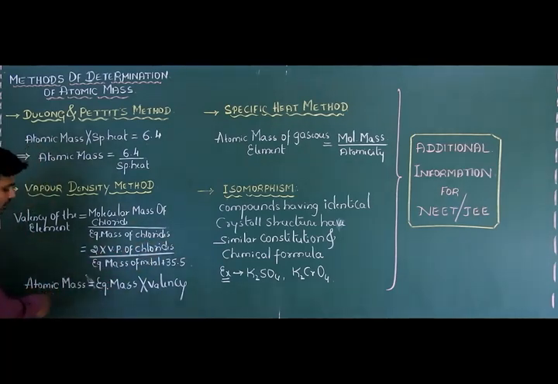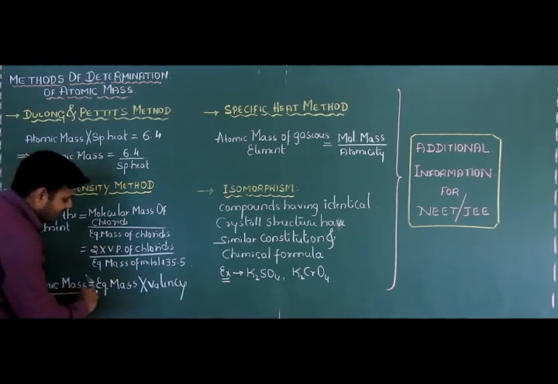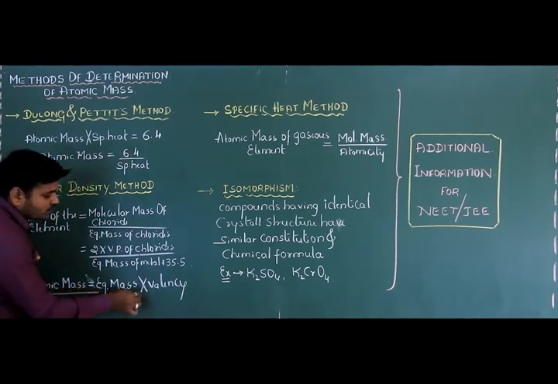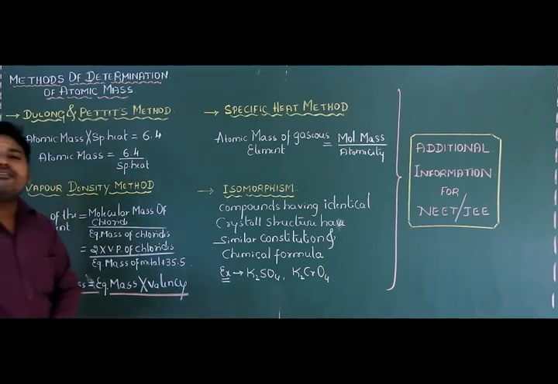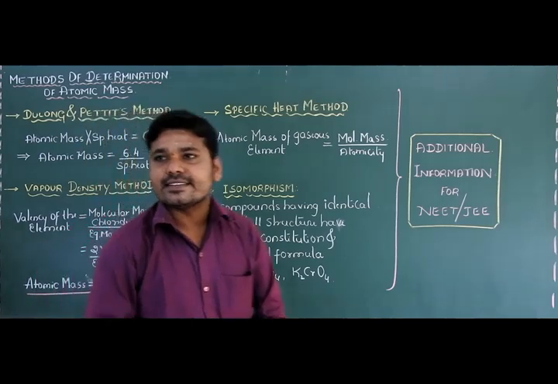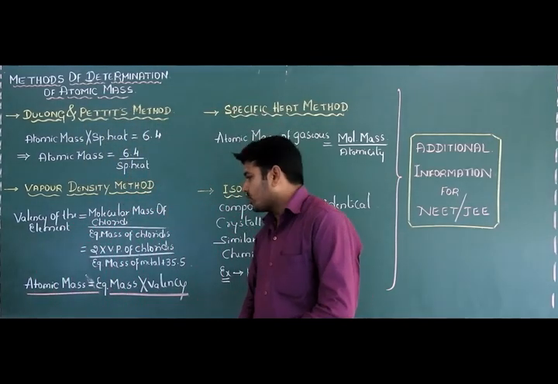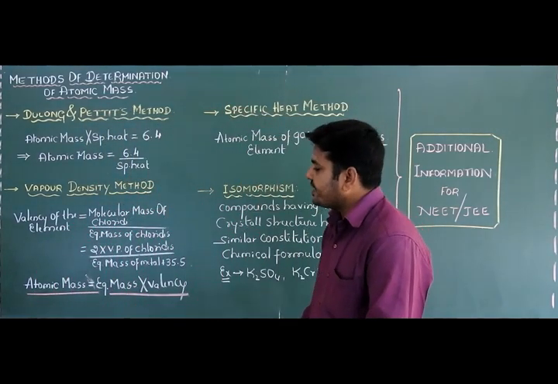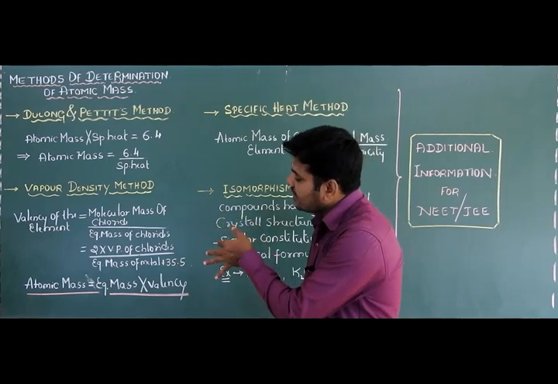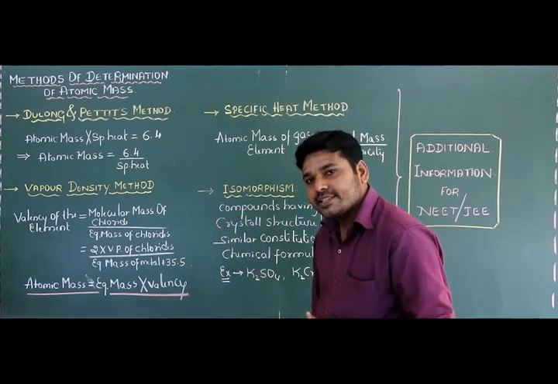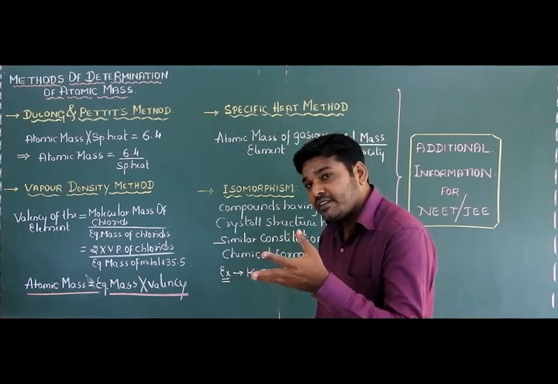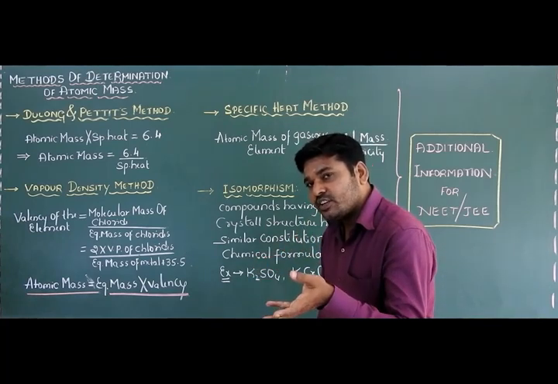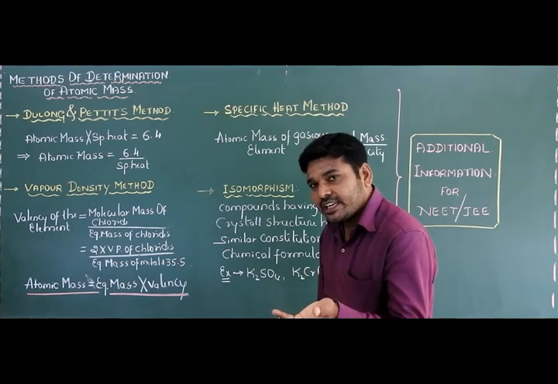And here, the atomic mass of an element is generally calculated by using the formula equivalent mass multiplied by valency. Listen to this point carefully. How to calculate the atomic mass, students? Equivalent mass multiplied by valency. So what is meant by equivalent mass? How to calculate the equivalent mass for different chemical substances?